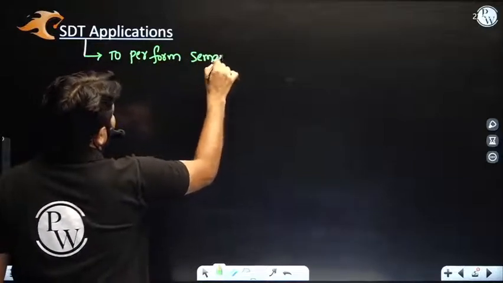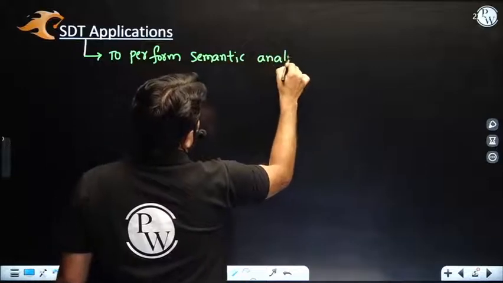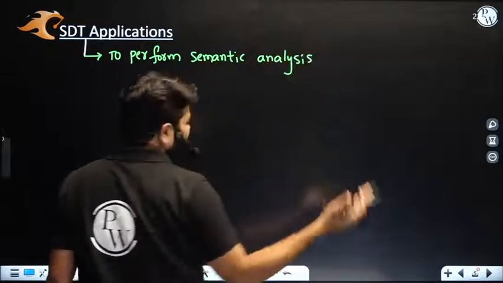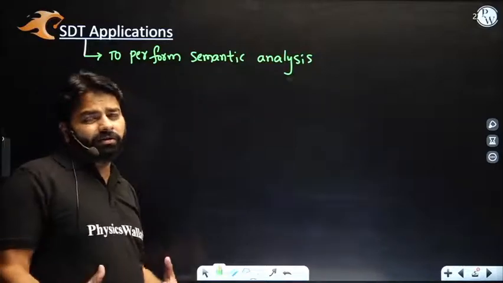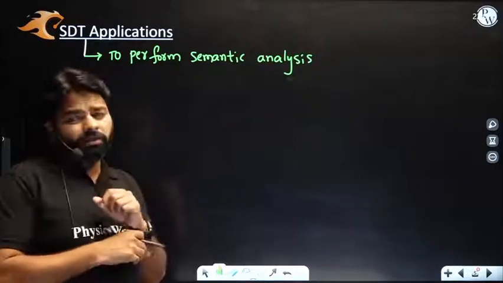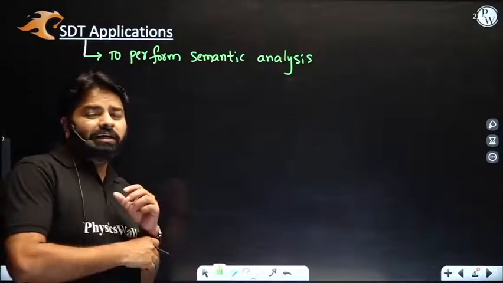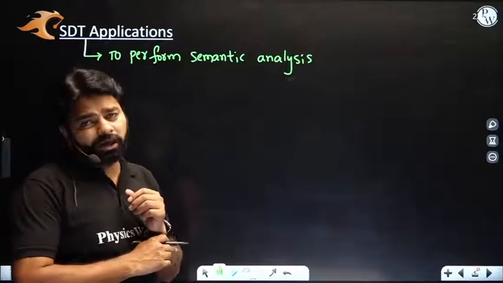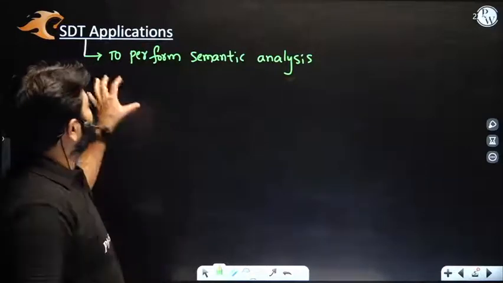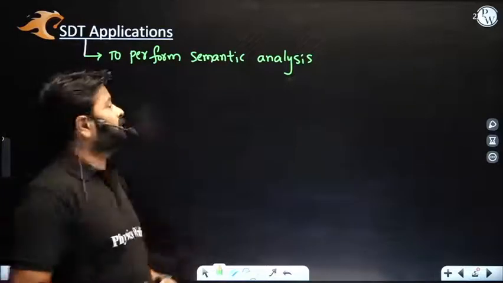What semantic analysis is required? Basically, to do the type checking, or to check whether a particular variable is declared or not, right? To check the function prototype, like how many arguments there are, what the return type of the function is, and what the type of each argument is, function compatibility. So to perform semantic analysis, you require the SDTs.